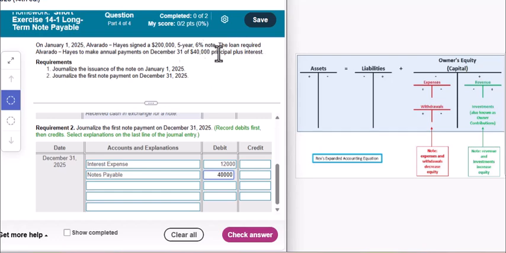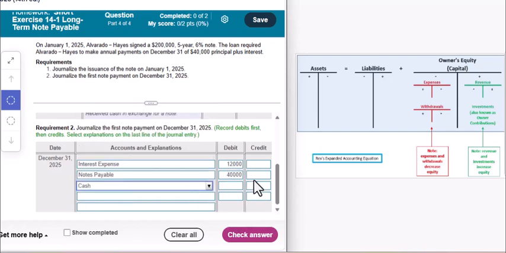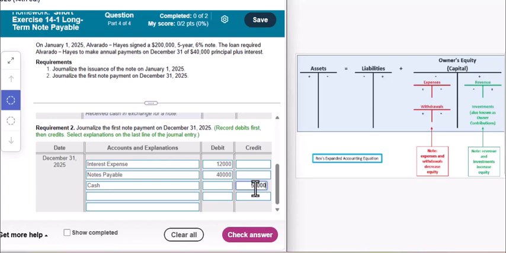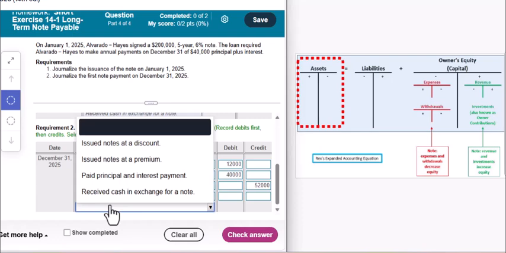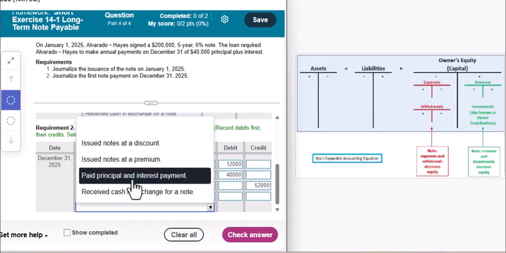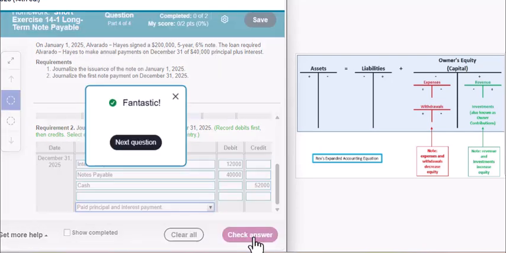payment right there. And then the last piece here is our cash. So in order to balance the transaction, we'll go ahead and add these together for $52,000. And that's decreasing our cash since we are paying the interest and note payable. And then go ahead and input the explanation here. We paid principal and interest payment. And we can go ahead and check our answer. Fantastic.